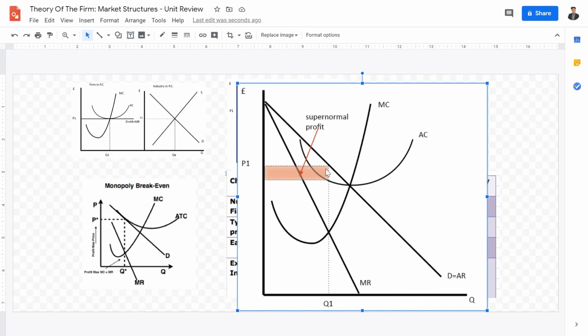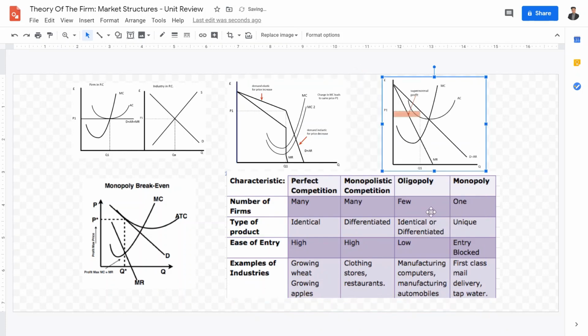And then we also intersect the average cost right here. So this box right here, between the intersection of the average cost and the intersection of the demand, is the supernormal profit. In the long term, monopolies do make supernormal profits because there are high barriers of entry and high barriers of exit.